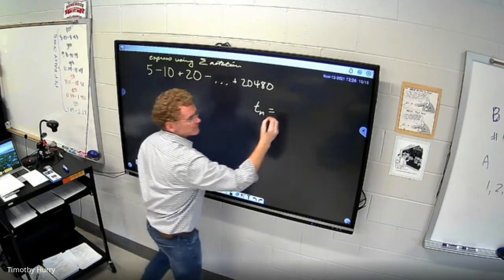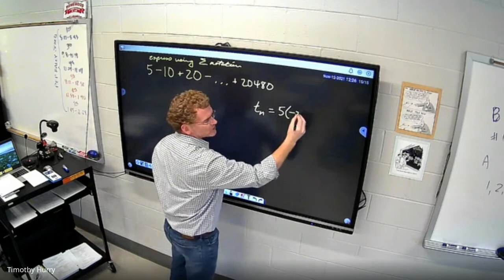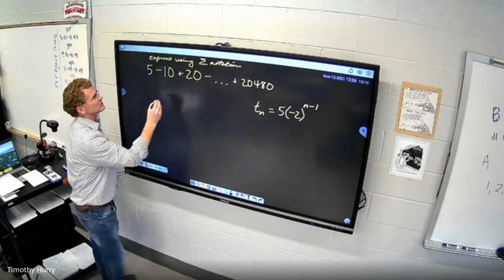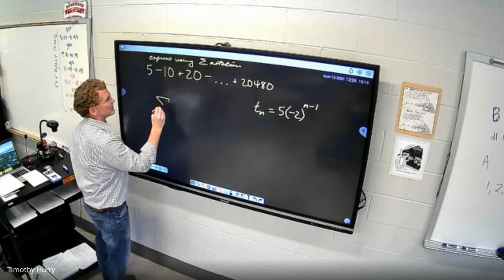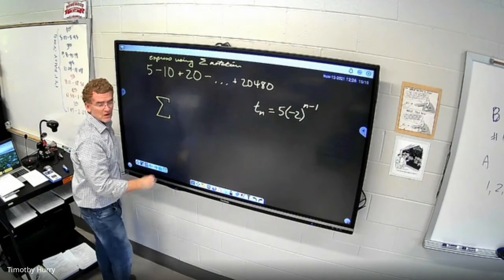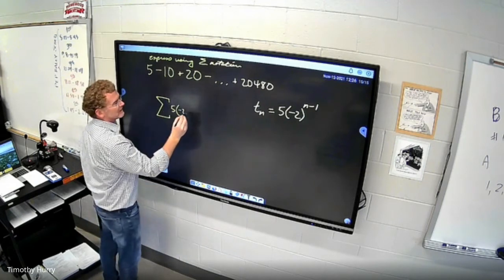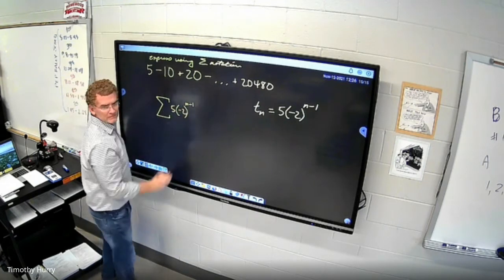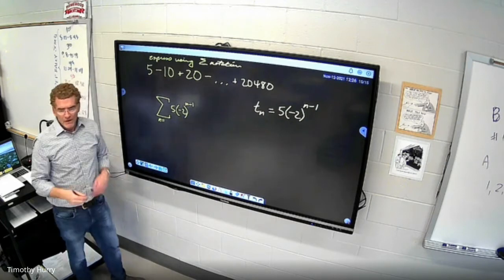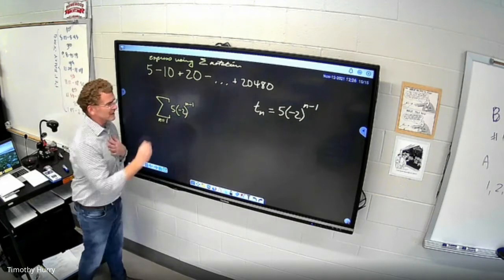So what is my formula that I would have here? T1 times the ratio to the n minus 1 power. So what goes in my sigma notation expression? 5, yeah, -2 to the n minus 1. And then what goes on the bottom? If you're doing this, excuse me, n equals 1.